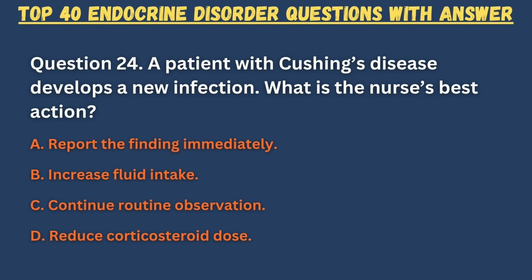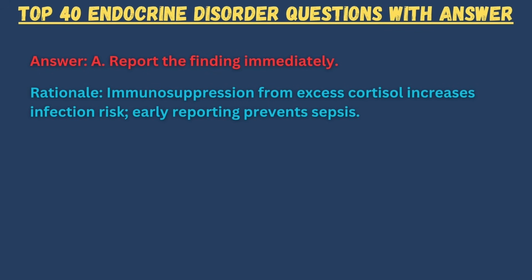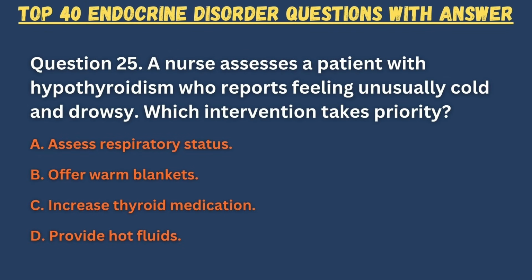Question 24. A patient with Cushing's disease develops a new infection. What is the nurse's best action? A. Report the finding immediately. B. Increase fluid intake. C. Continue routine observation. D. Reduce corticosteroid dose. Answer. A. Report the finding immediately. Rationale. Immunosuppression from excess cortisol increases infection risk. Early reporting prevents sepsis.